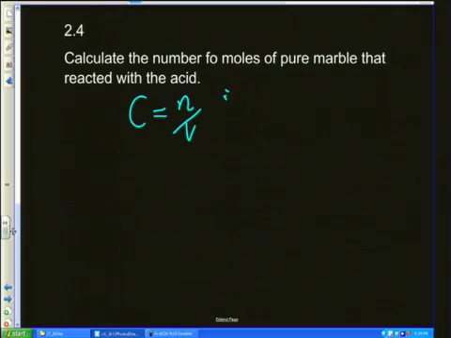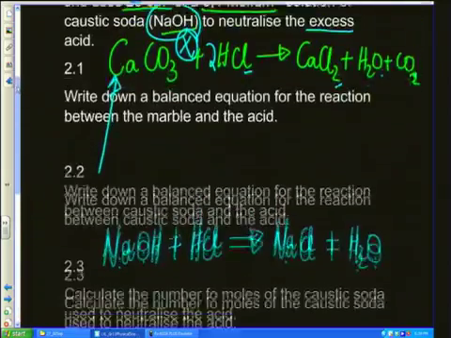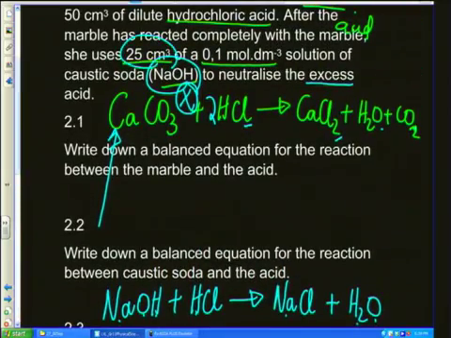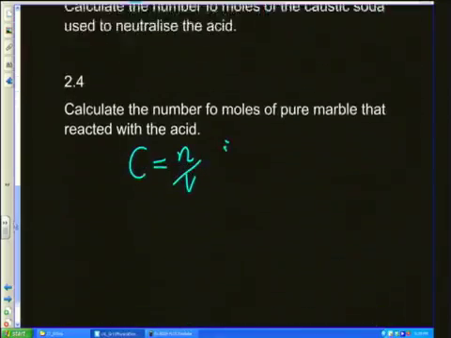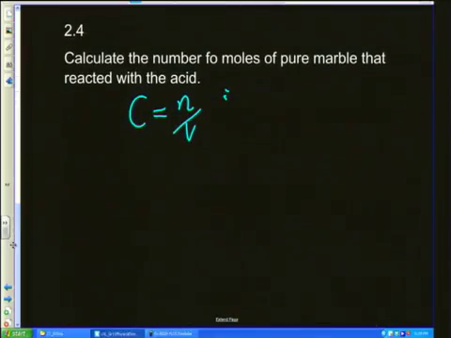Now, this student used a volume of 25 cubic centimeters to neutralize the acid. So 25 cubic centimeters, you divide that by 1,000, which will be 0.025. Or you can just say this will be 25 by 10 to the power minus 3. That is your volume of the base.